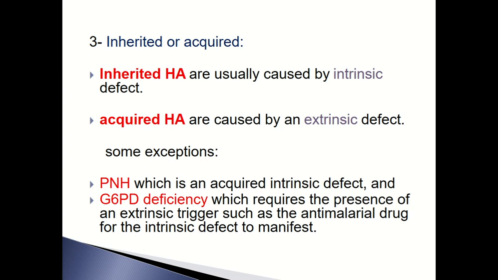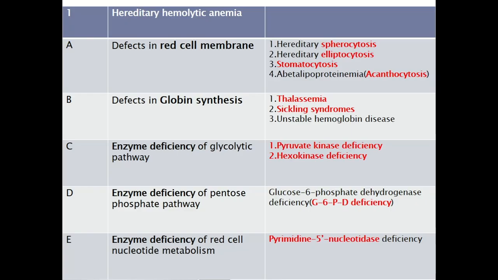Though it has an intrinsic defect, it is an acquired hemolytic anemia, right? And G6PD deficiency, though it has some external stimuli triggers like primaquine kind of drugs, and it might be grouped under acquired, it is an inherited hemolytic anemia, because G6PD deficiency is inherited. So these are the two exceptions, and this is the third classification, either hereditary or acquired.